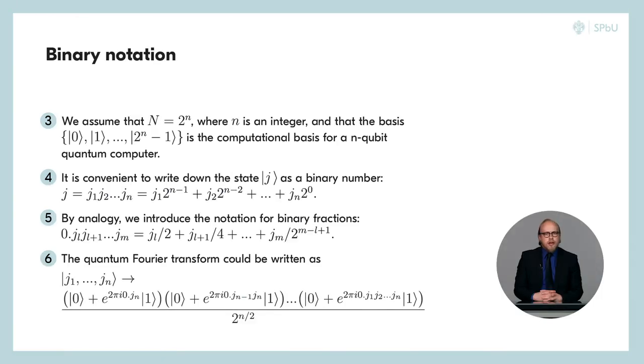Thus, we wrote down our basic states as binary numbers. We also determined how to write the phase in the form of a binary fraction. This allowed us to rewrite the result of the quantum Fourier transform in a more convenient form, which will allow us to proceed to the scheme of this transformation.